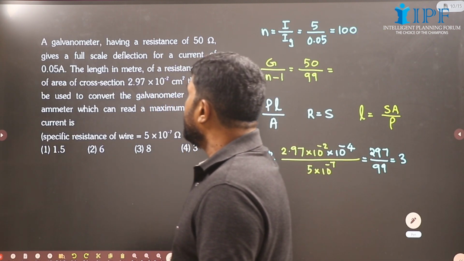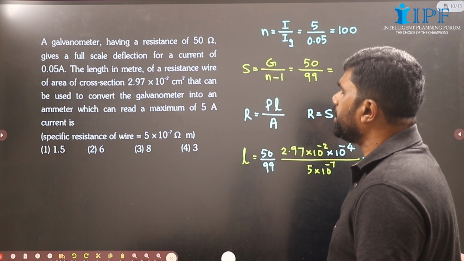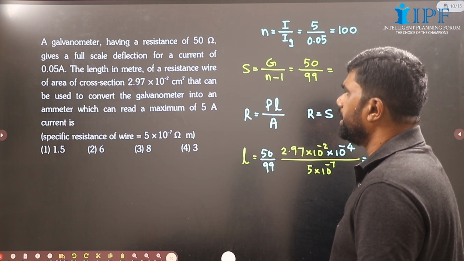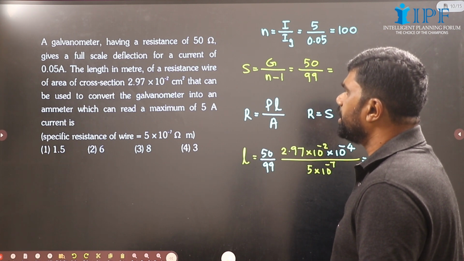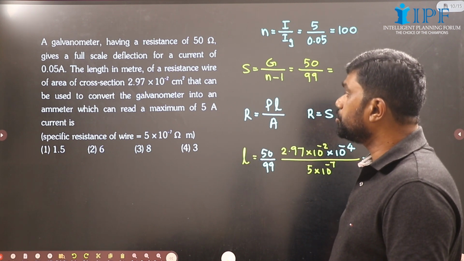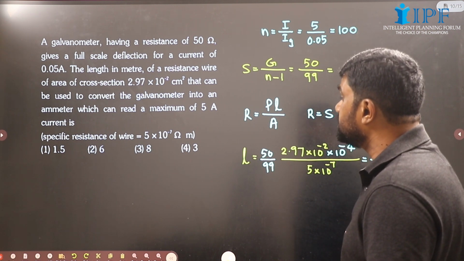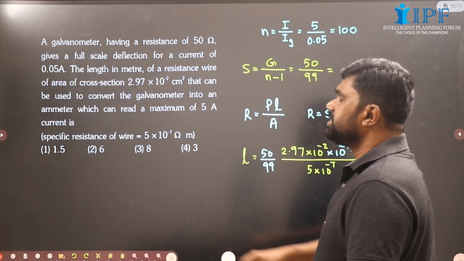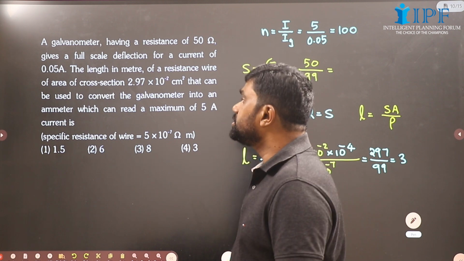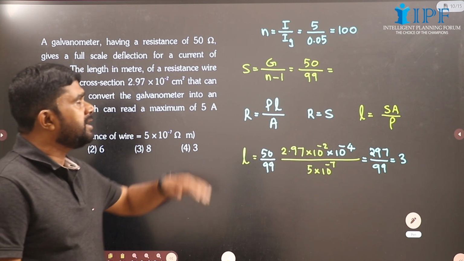Okay. Now a galvanometer having a resistance of 50 ohm gives a full scale deflection for a current of 0.05 ampere. Okay, the length in meter of a resistance wire of area of cross section 2.97 into 10 raised to minus 2 centimeter square, that can be used to convert the galvanometer into an ammeter which can read a maximum of 5 ampere current is. See, now the maximum current that the galvanometer can read is 0.05 ampere. It is to be converted into an ammeter capable of measuring 5 ampere.